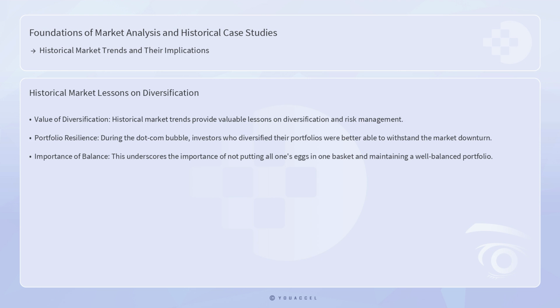Moreover, historical market trends provide valuable lessons on diversification and risk management. The concept of diversification, which involves spreading investments across a variety of assets to reduce risk, is supported by numerous historical examples. For instance, during the dot-com bubble, investors who diversified their portfolios to include a mix of technology and non-technology stocks, as well as other asset classes like bonds and real estate, were better able to withstand the market downturn. This underscores the importance of not putting all one's eggs in one basket and maintaining a well-balanced portfolio.